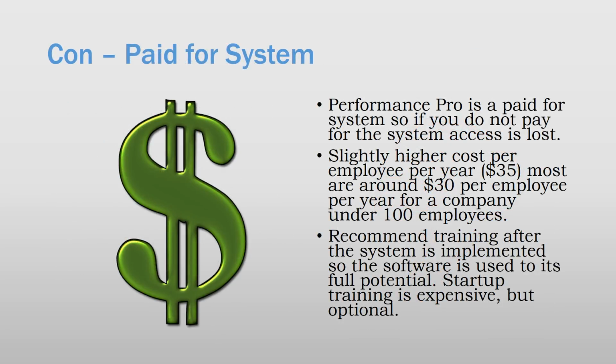The next disadvantage I'd like to talk about is that Performance Pro is a paid-for system. So if you do not pay for the system, you do lose access to it as well as all the employee histories that you do have. It does have a slightly higher cost per year of $35 per employee, whereas most software for less than 100 employees is around $30 per year per employee.